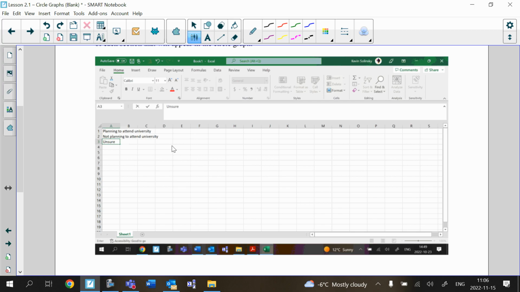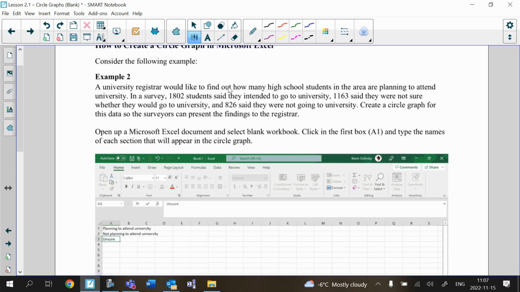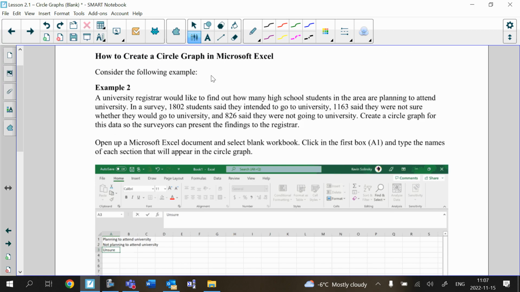Okay, so what's this problem here that we're doing? So it's pretty straightforward. There's only 3 categories here. University registrar would like to find out how many high school students in the area are planning to attend university, does a survey, comes up with the following results. 1,802 students in the area said they intended to go to university. 1,163 said they were not sure. And 826 said they were not going to university.